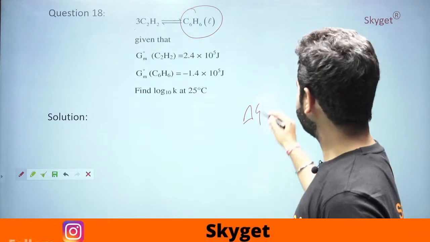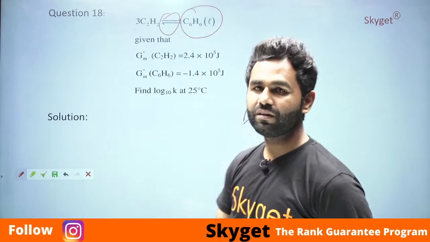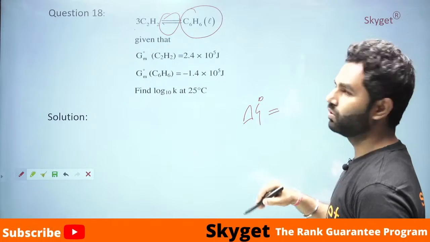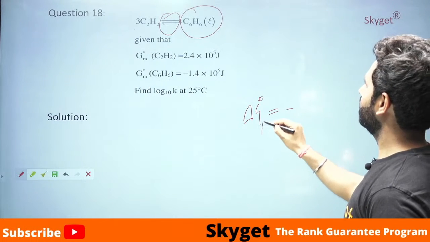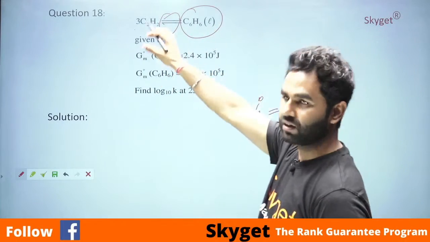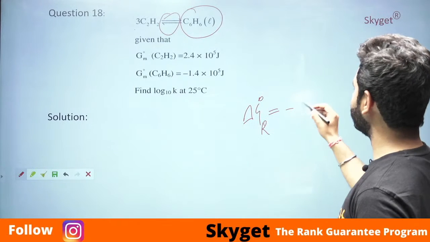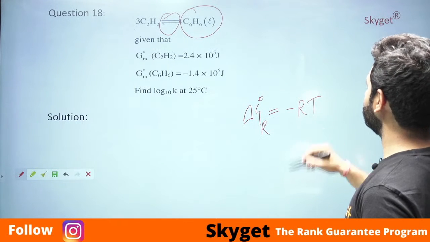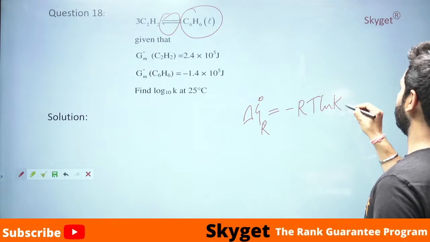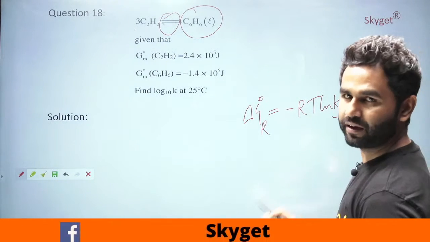Delta G naught. Why not? Equilibrium means delta G of reaction is equal to zero, because here the reaction is taking place. Though the reaction is in equilibrium, it's actually taking place. So delta G naught of reaction is equal to minus R T ln K equilibrium. This is the basic formula you need to apply here.